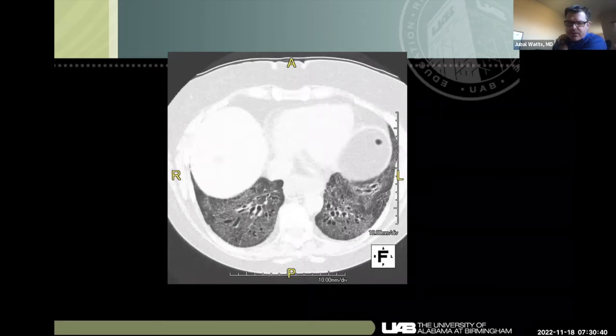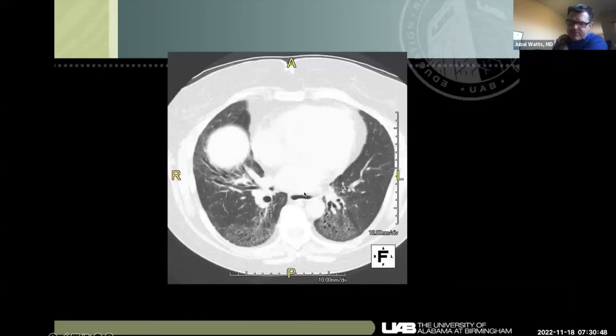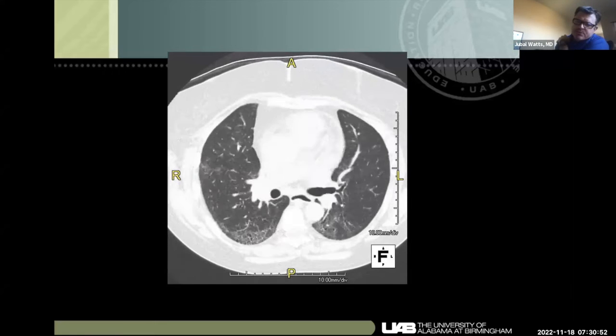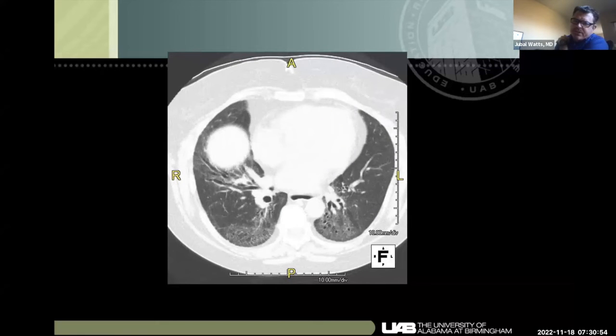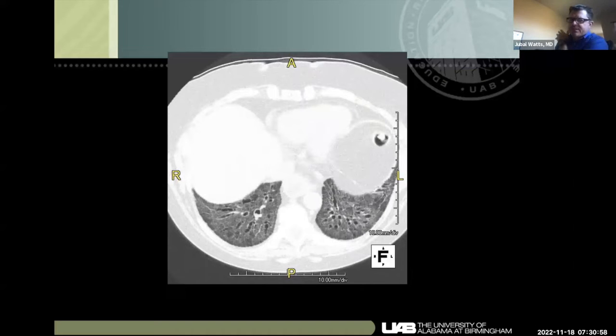And if you look, it's hard to tell because these are lung windows, but this is the esophagus, and it's very large, and you can see an air fluid level in it. And this was a patient with scleroderma. So NSIP is the most common pattern of lung injury in patients with scleroderma. About 70% of scleroderma patients will have an NSIP pattern. Around 25–30% will have a UIP pattern.